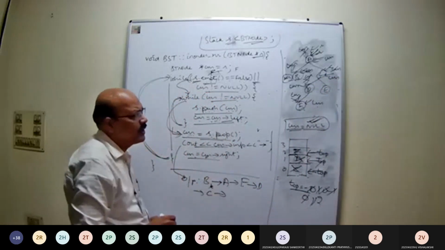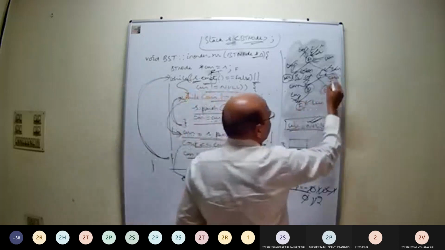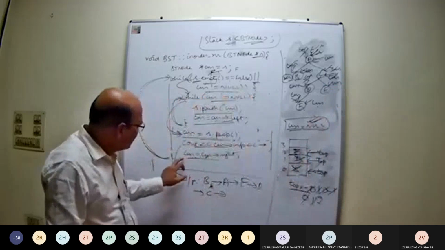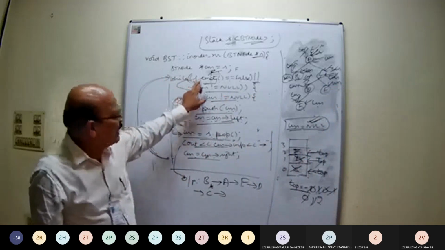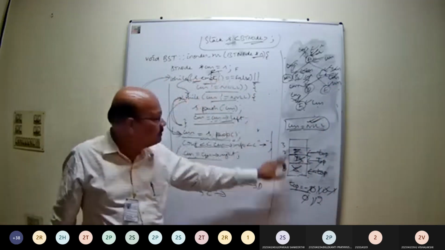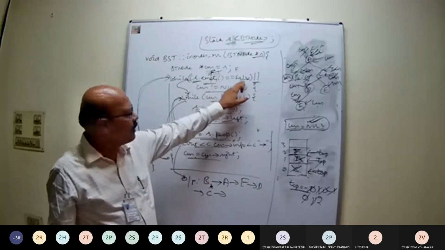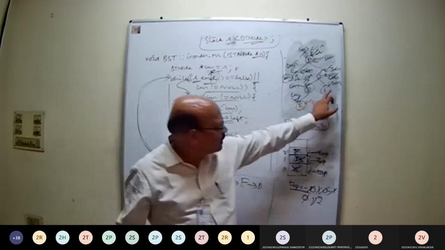Then current is equal to current right. Now you see, current has a right. So current now points to E. After that, once again you come back. S dot empty. What is that? It returns true. So true is equal to false is false. Now current is not equal to null.